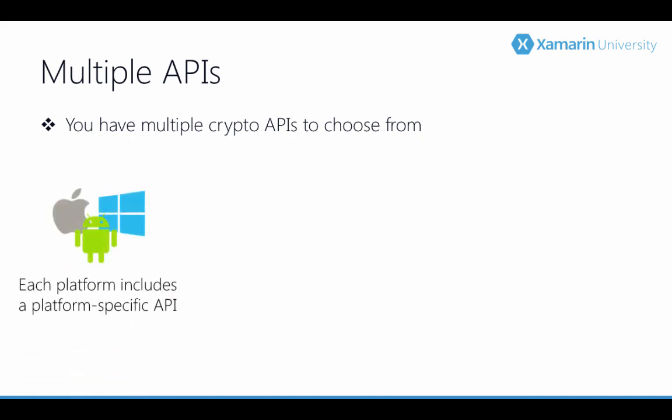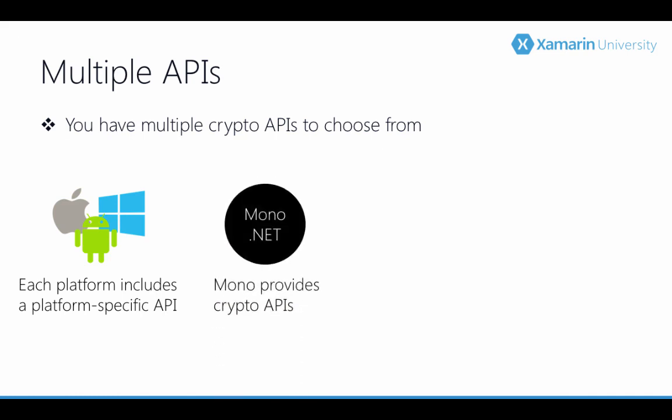So as mentioned, each platform has their own APIs, their own native implementations of various cryptographic algorithms. Mono also implements the types from the system security and system security cryptography namespaces. So all those great .NET APIs you might be used to from Windows are available in Xamarin iOS and Xamarin Android.